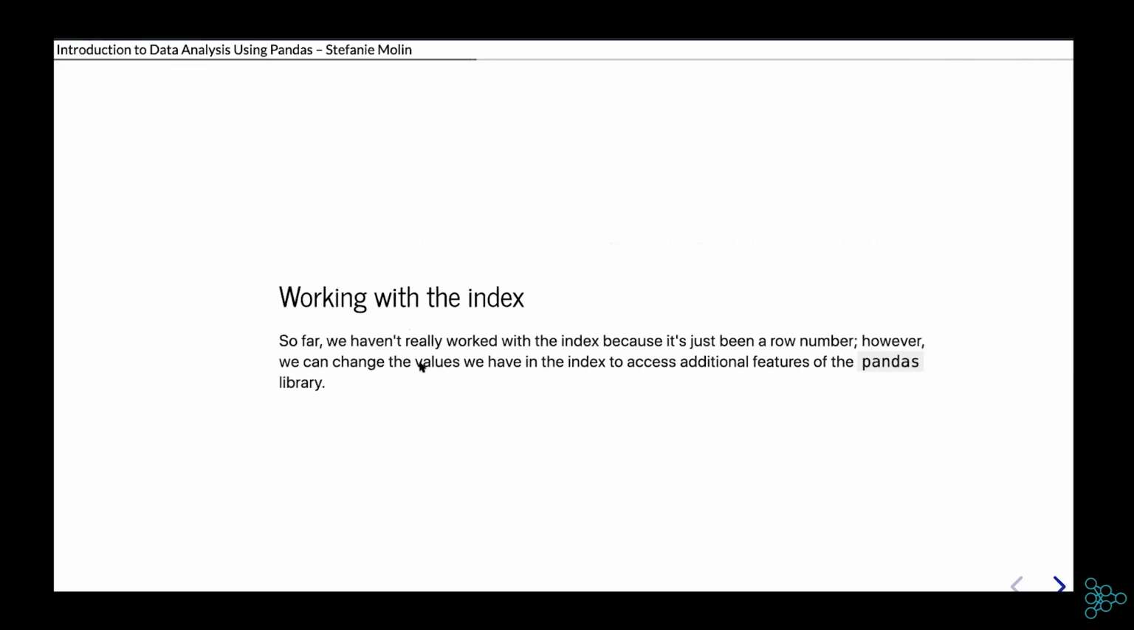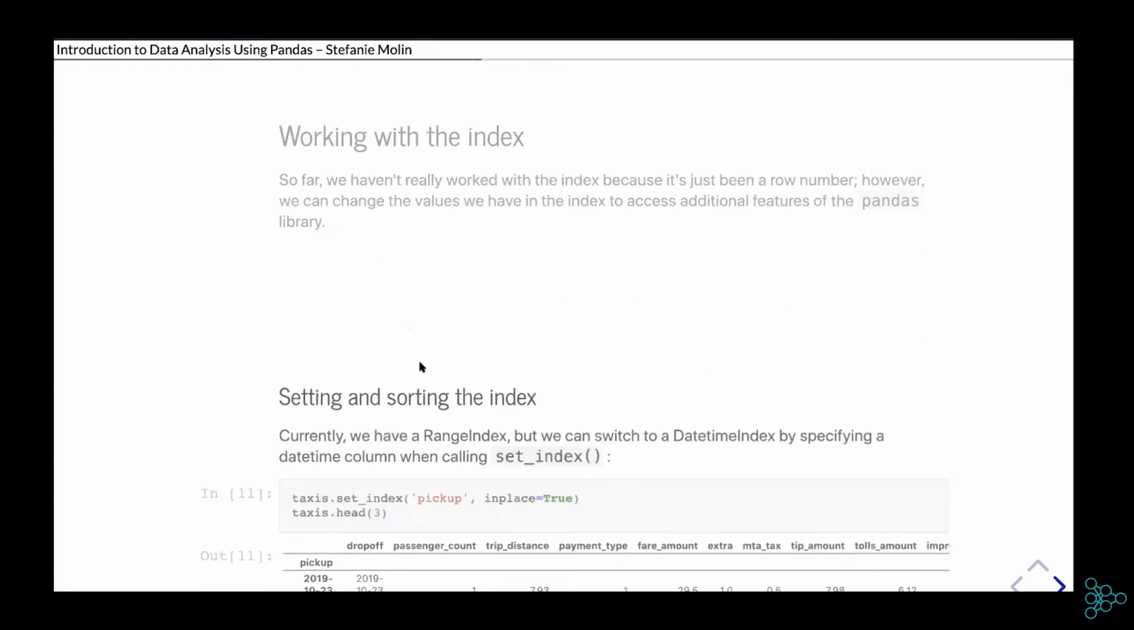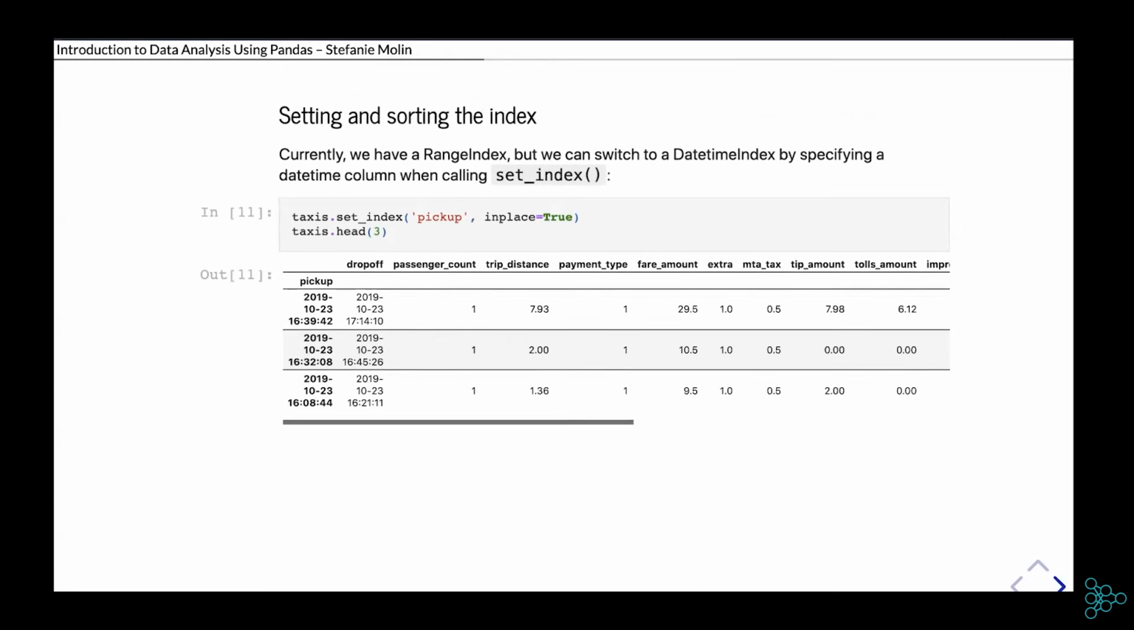Okay, so far we haven't really done much with the index because we've been treating it more as a row number, but there's a lot more that we can do by pushing information into that index. So we're going to see that in this section. To begin exploring this functionality, the first thing we need to do is to actually put some of that information in the index. So we can call the set_index method, and we'll specify what we want to put in the index. In this case, we're going to put the pickup time.